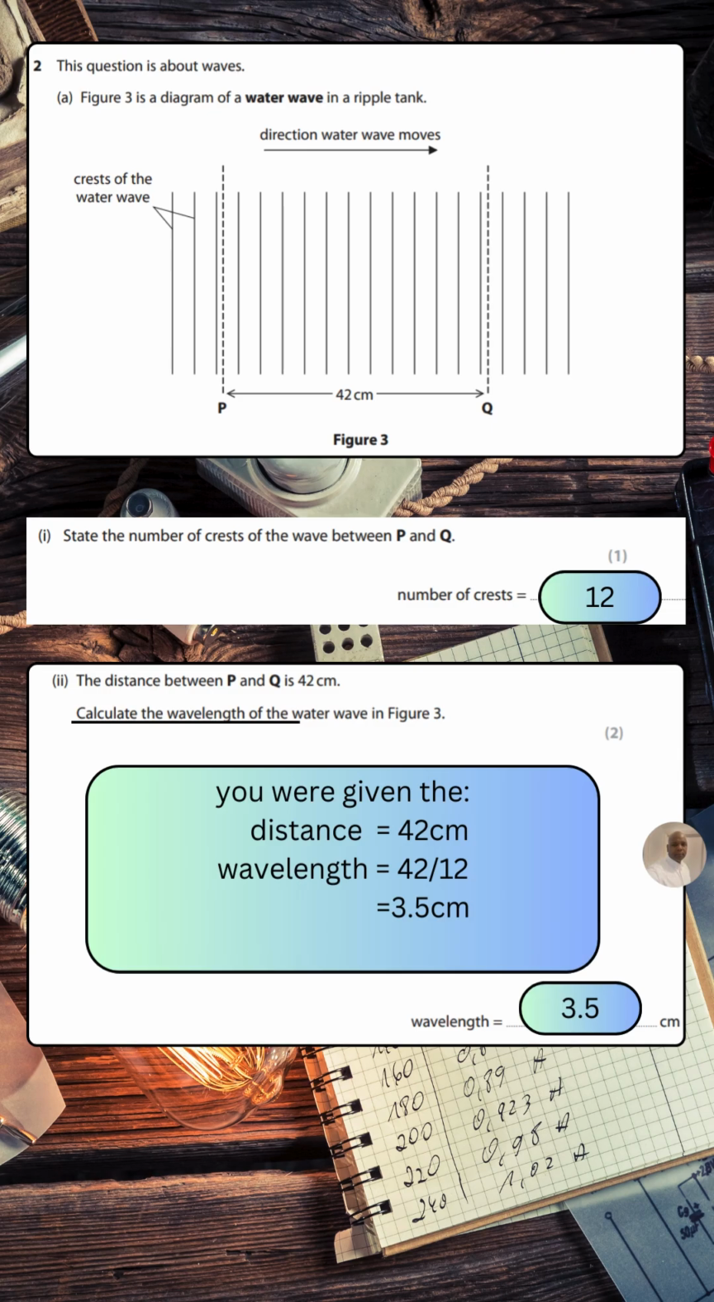Part B says you need to calculate the wavelength of the water wave between P and Q. You are already given the distance, so all you need to know is what equation you need to use to find the wavelength. If you count the number of crests correctly, all you need to do is divide the distance by the number of crests. The answer would be 42 divided by 12, and you get an answer of 3.5. Very simple, very basic answer.